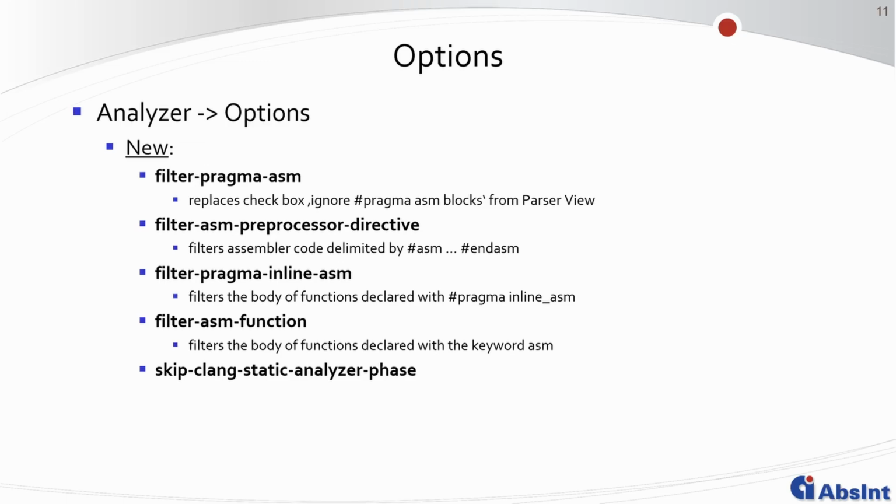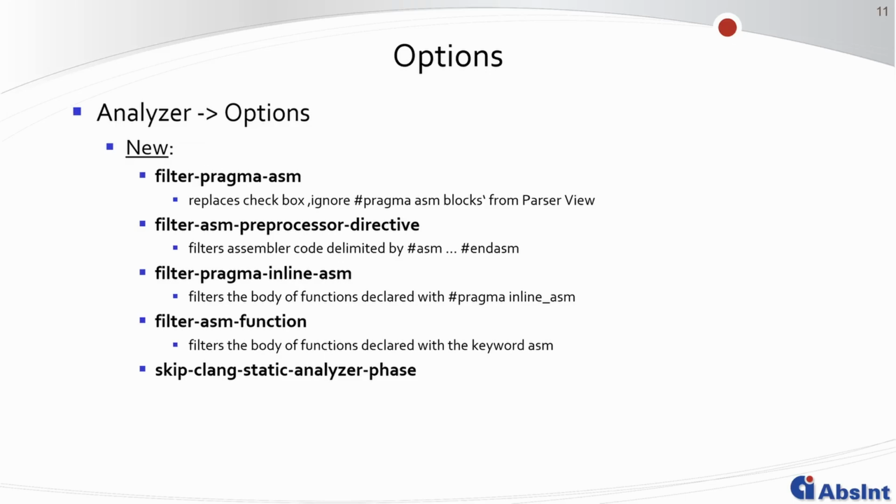The new option Filter ASM Preprocessor Directive filters assembler code delimited by #ASM and #endASM, and is enabled by default. The new option Filter Pragma Inline ASM filters the body of functions declared with #Pragma Inline ASM and is also enabled by default. The new option Filter ASM Function filters the body of functions declared with the keyword ASM. The new option only applies to the C frontend and is enabled by default.